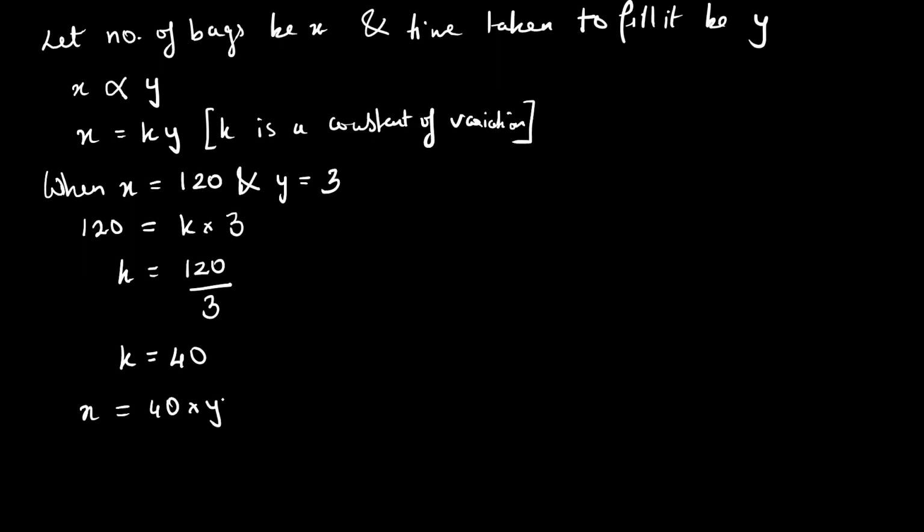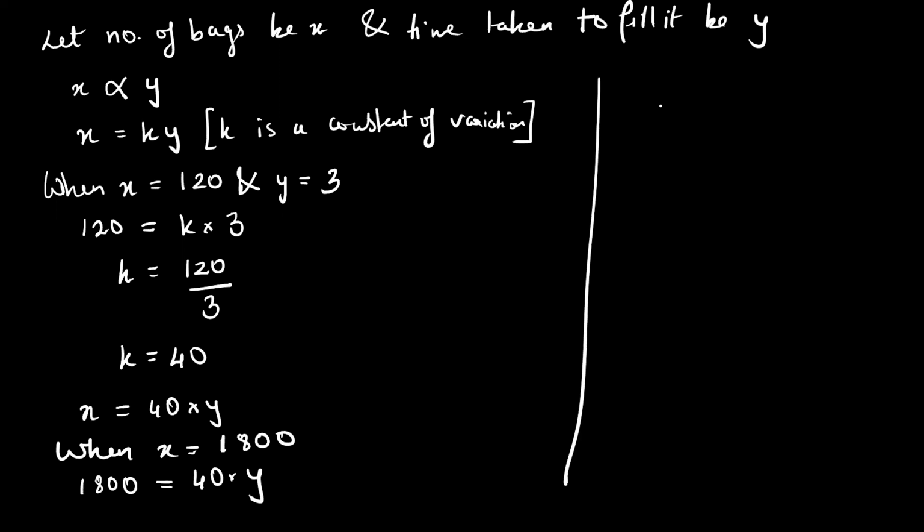Now have they given us something else? Yes, they have given us the number of bags. So which is X or Y? X. When X is equal to 1,800, 1,800 is equal to 40 into Y. So Y is equal to 1,800 upon 40.